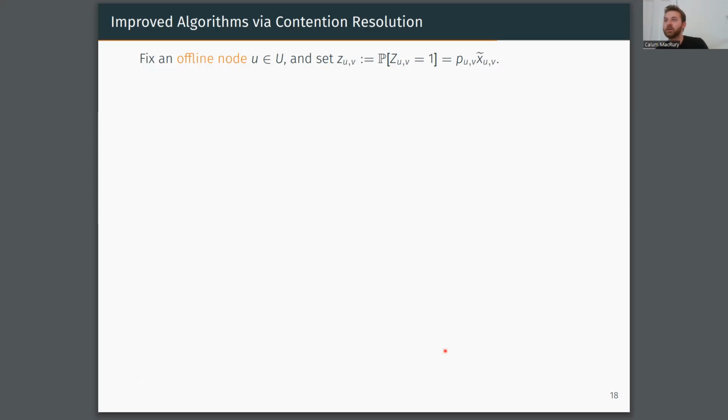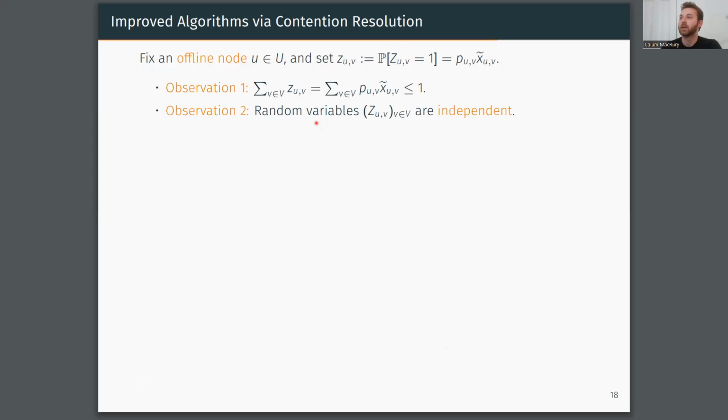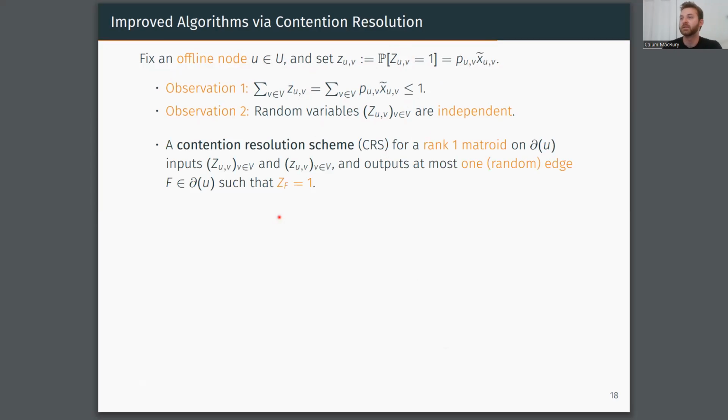Okay, so what's the trick? Well, if we fix an offline node and we define little z_uv to be the probability the random variable is 1, then as described, the sum of these z values is at most 1. And the other observation is that the random variables Z_uv are actually independent. So this really suggests using a contention resolution scheme.